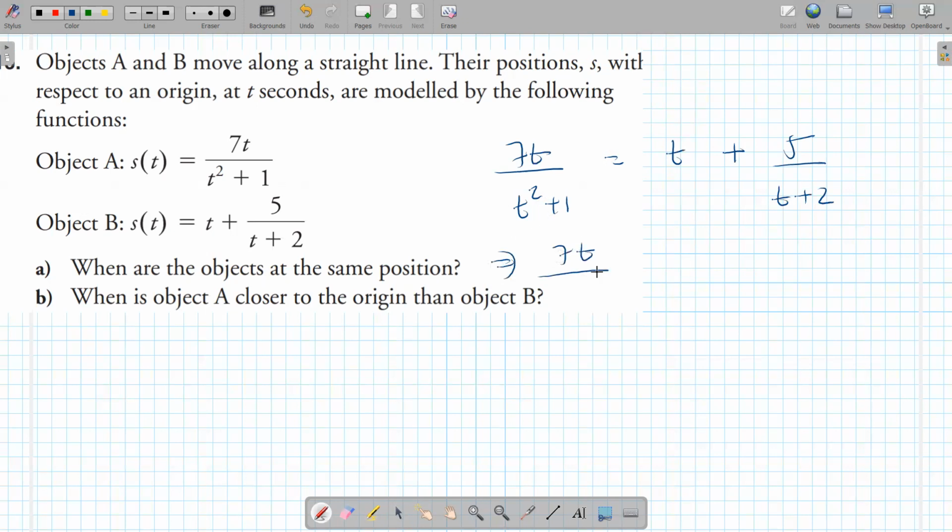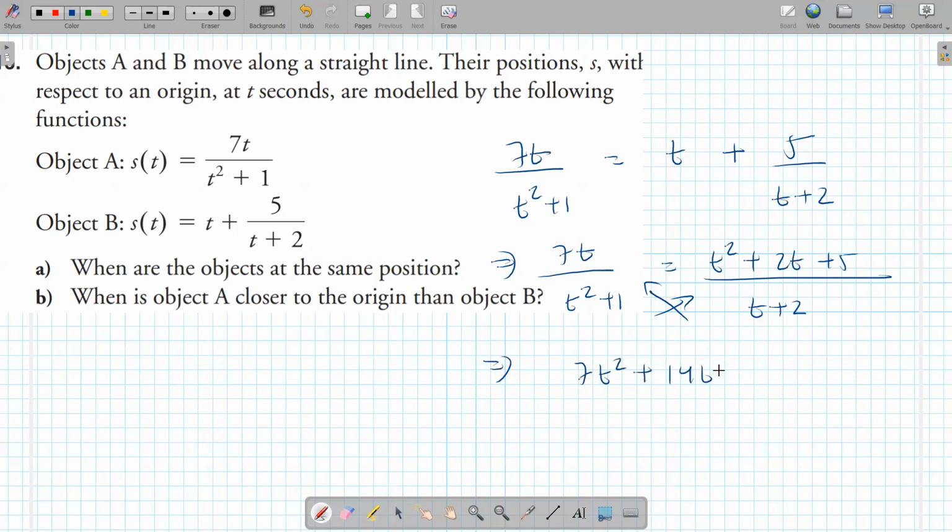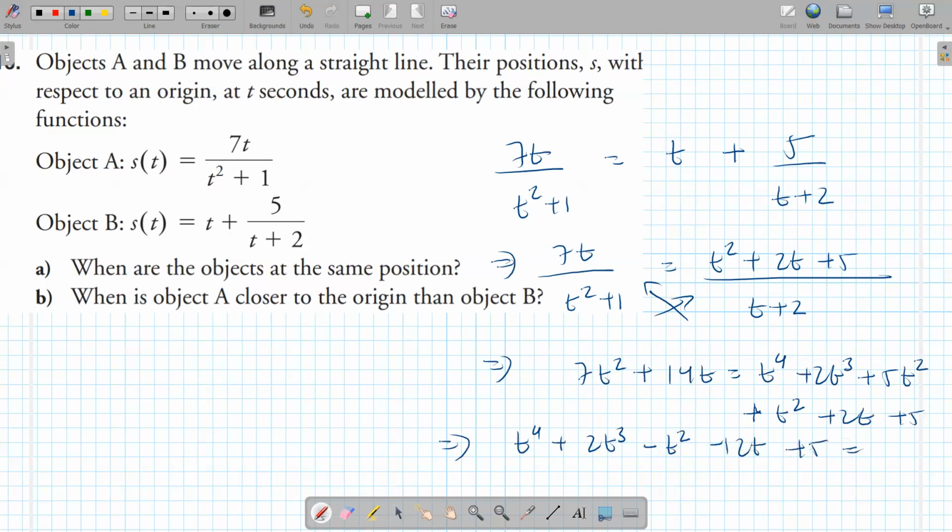Like this one, we just leave it as it is. The other part, we take the common denominator. That's the only thing we can do. Then you get something like this, okay? And then you cross multiply. Isn't that always fun? So you get 7t squared plus 14t. On the other side, you'll get t to the 4 plus 2t cubed plus 5t squared plus t squared plus 2t plus 5. Then again, you move everything to the same side. You'll get a power 4 polynomial. So 6 minus 7 is -t squared. -12t plus 5 equals 0, like that, okay?